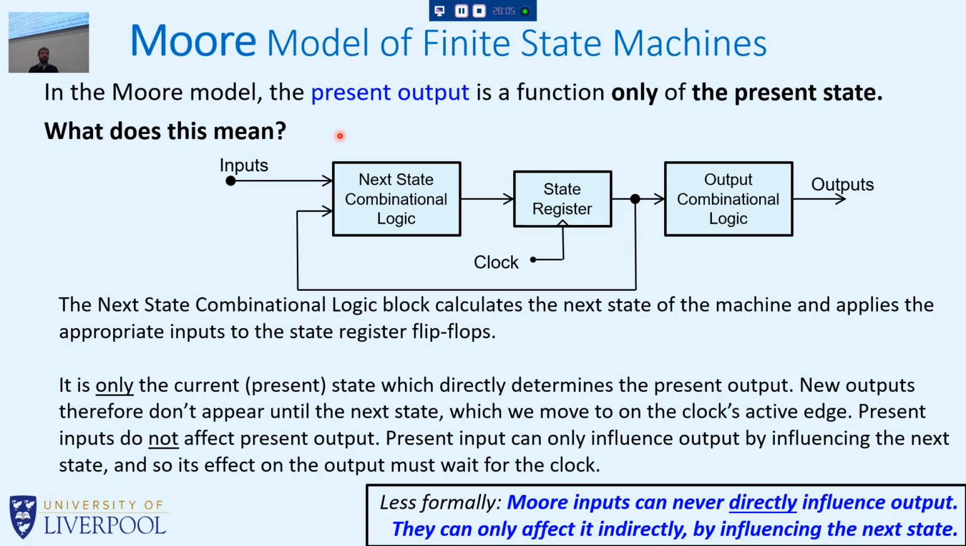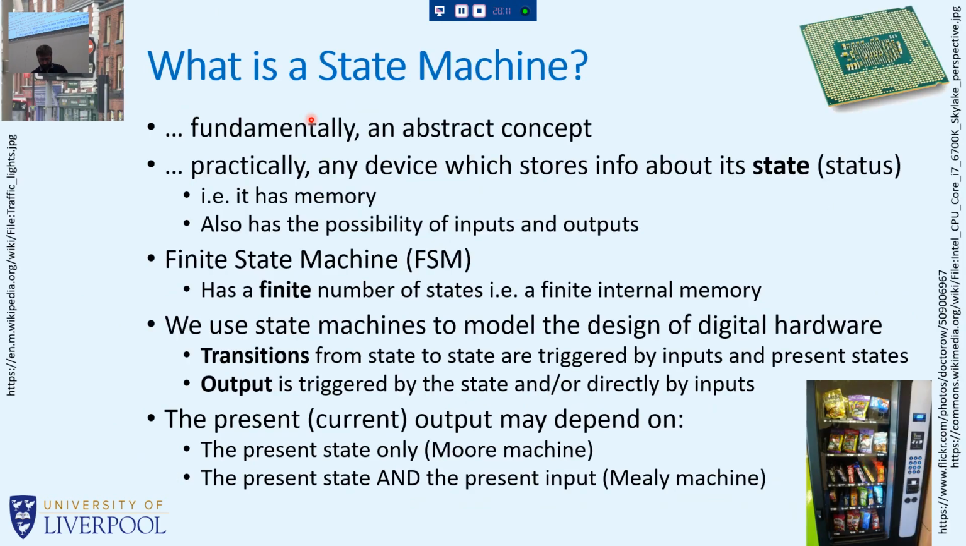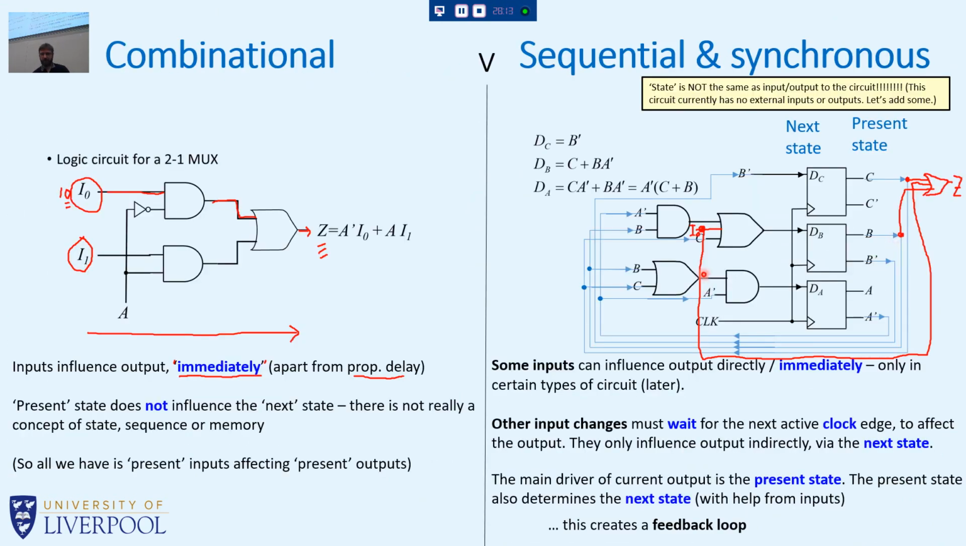You do need to be aware of the technical terminology, but this Moore machine is none other than the kind of circuit we had here before we added this line, right? So a Moore machine is just something where the input can't directly influence the output, okay? A Mealy machine is one where it can. That's it, okay?